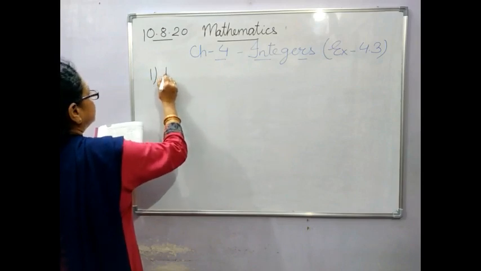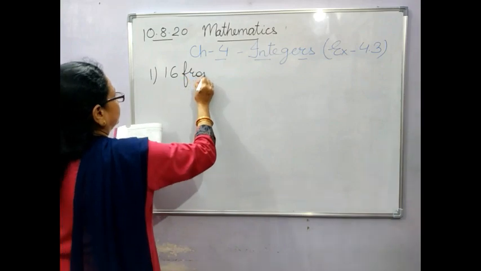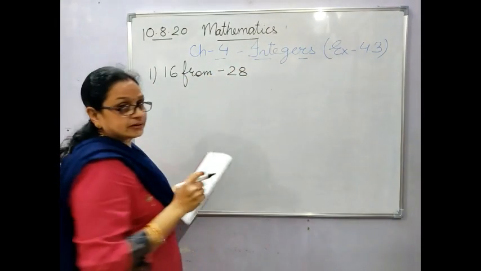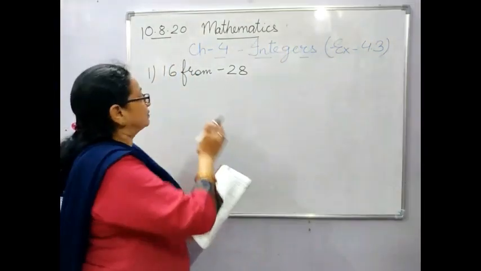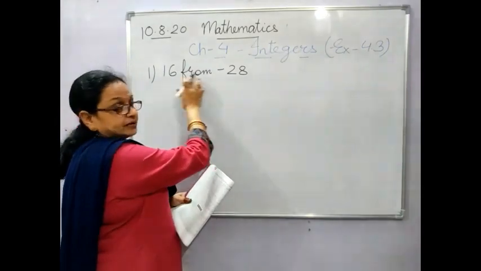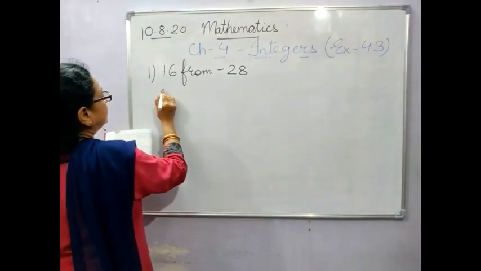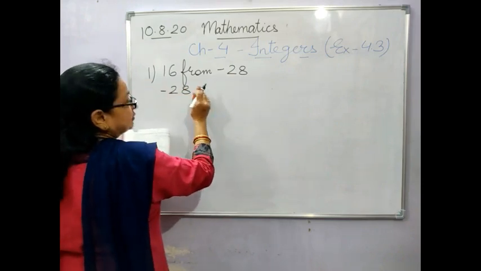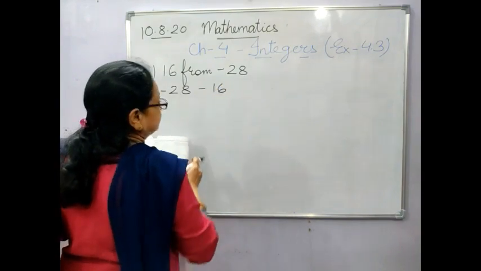So your first sum is 16 from minus 28. As I just told you, you will first form the expression. In this sum you have to subtract this 16 from this minus 28. So the expression you will form will be minus 28, you have to subtract, you put the sign of this, and this is 16.